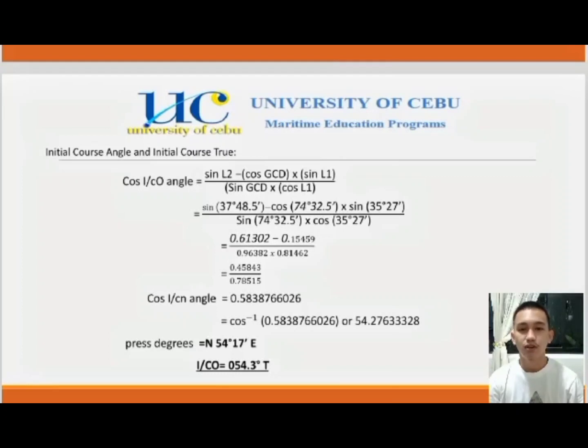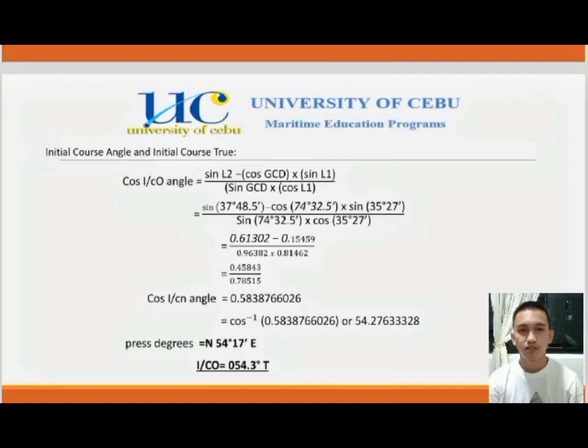So our prefix name, we will follow our latitude 1. Our latitude 1 is north, so our prefix name is north. For our suffix name, we will follow the same as our difference of longitude, which is east. So our initial course angle is north 54 degrees 17 minutes east. So we have now our initial course angle.